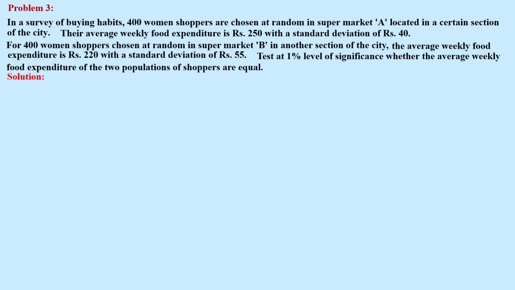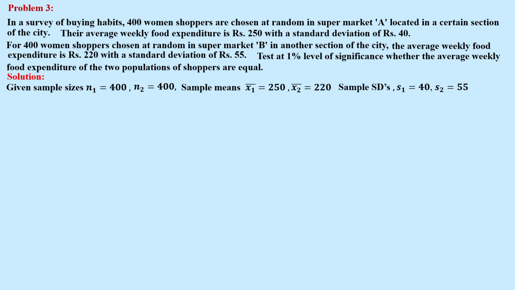Now we have to check the significance of whether the food expenditure of the two populations of shoppers are equal, both are the same or not. So given sample sizes n1, n2 both are 400. Sample mean x1 bar 250 for supermarket A and x2 bar for supermarket B 220. Standard deviation for supermarket A s1 equal to 40 and supermarket B s2 is equal to 55.